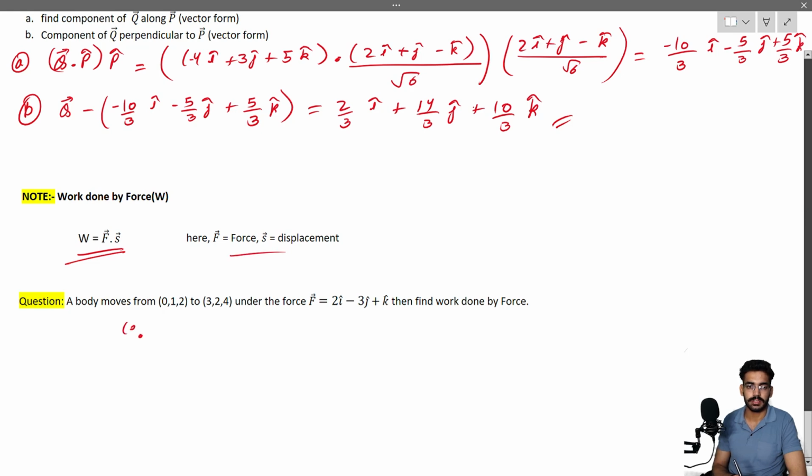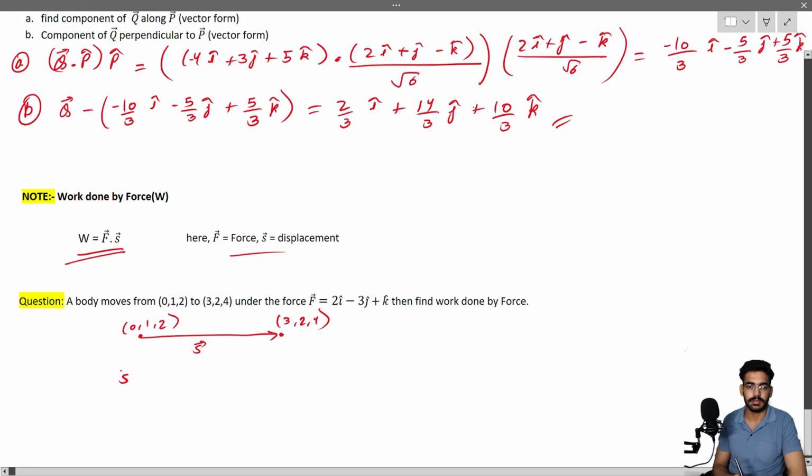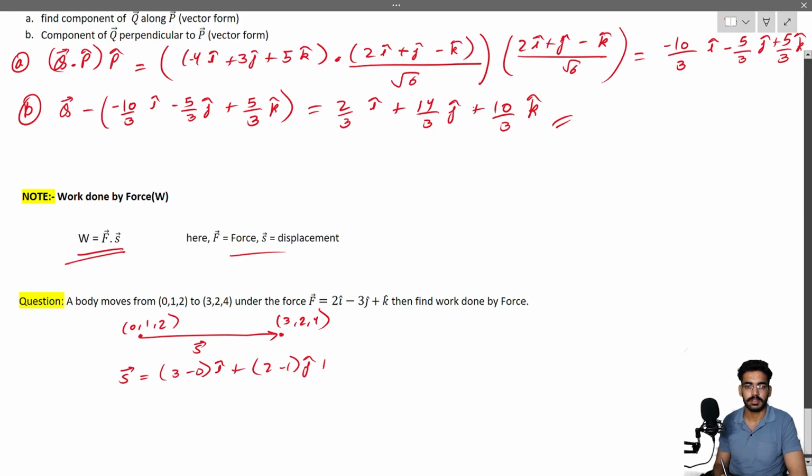Initial point is given 0 comma 1 comma 2, and final point is given 3 comma 2 comma 4, right? So I can find out the displacement vector, S vector. What is S vector here? Final minus initial, so 3 minus 0 I cap plus 2 minus 1 j cap plus 4 minus 2 k cap. That is what? 3 I cap plus j cap plus 2 k cap.